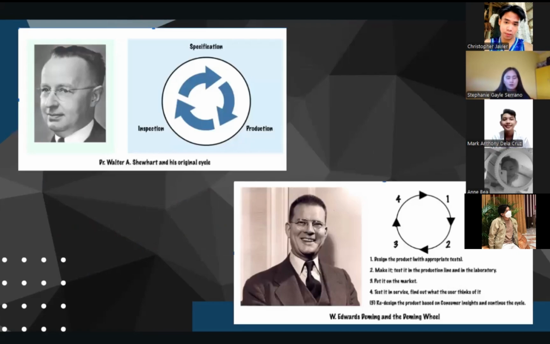Dr. Walter Shewhart first adopted the scientific method for industry and presented it as a linear flow of specification, production, and inspection. In 1939, he changed the linear sequence to a cycle to show how refinement and change lead to an iterative approach to product development. The Shewhart cycle was further developed by W. Edwards Deming in what became known as the Deming wheel. Next.